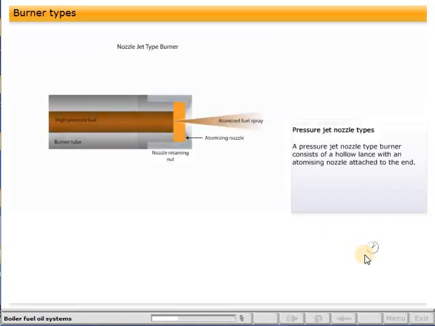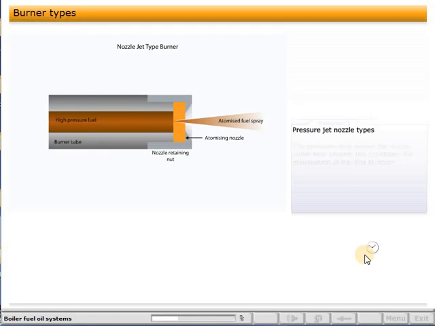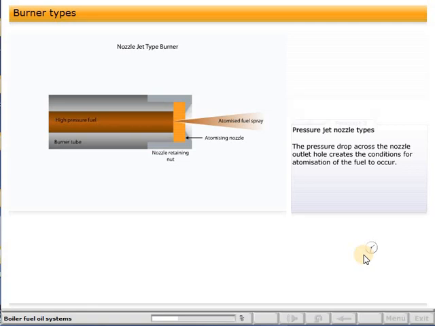A pressure jet nozzle type burner consists of a hollow lance with an atomizing nozzle attached to the end. The pressure drop across the nozzle outlet hole creates the conditions for atomization of the fuel to occur. You get a similar effect when you put your finger over the end of a running water hose. The water stream breaks up into a spray.